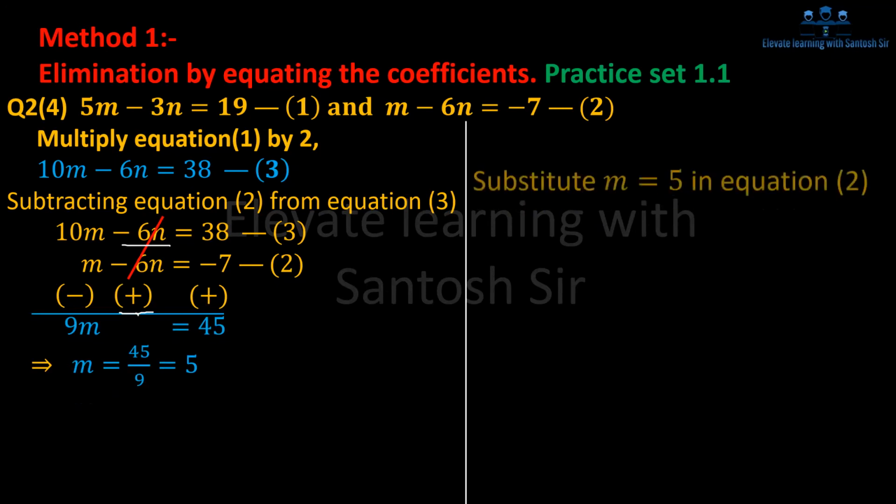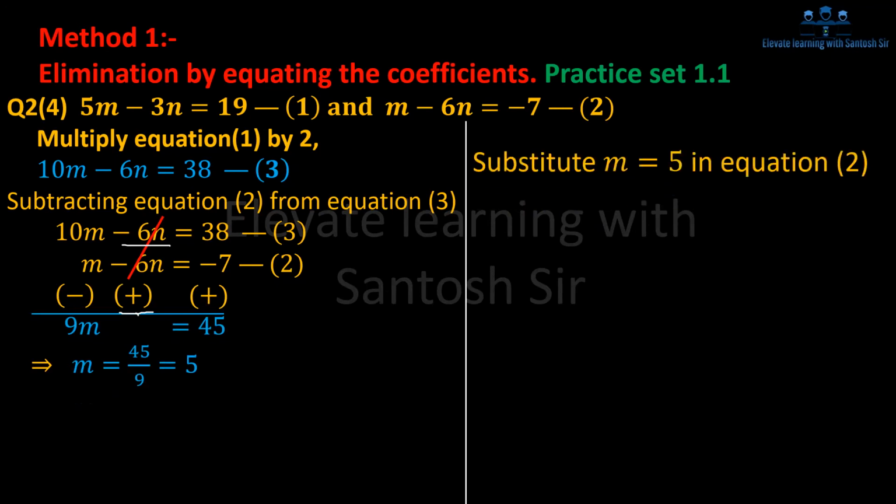Using this value of m in equation 2, we can get 5 minus 6n is equal to minus 7. We can say that 6n is equal to 5 plus 7. So 12 is equal to 6n. 12 upon 6 is equal to n.